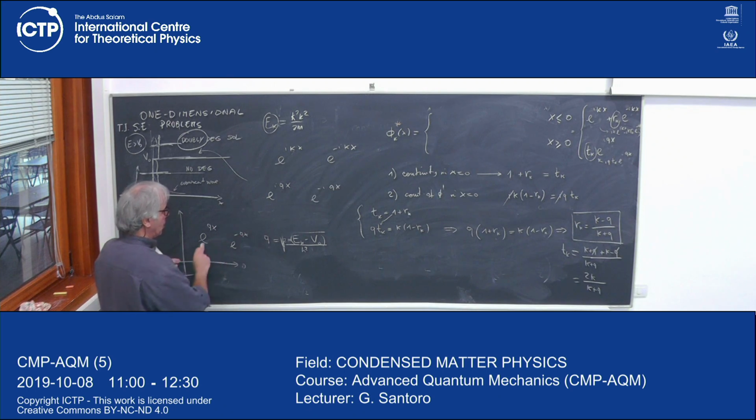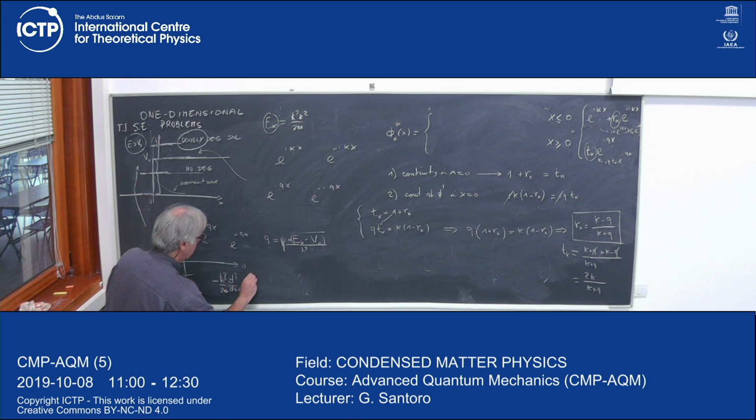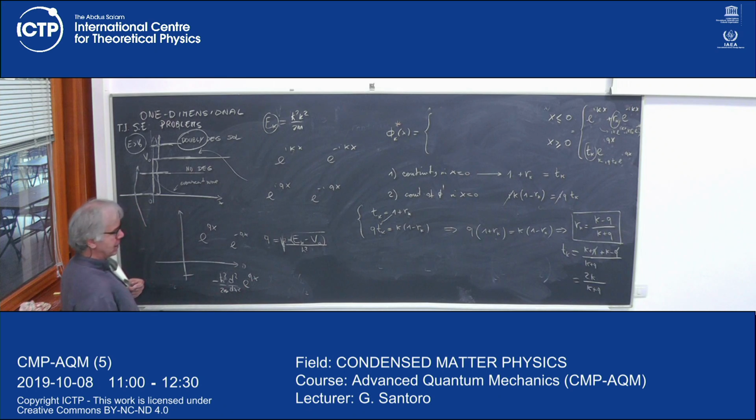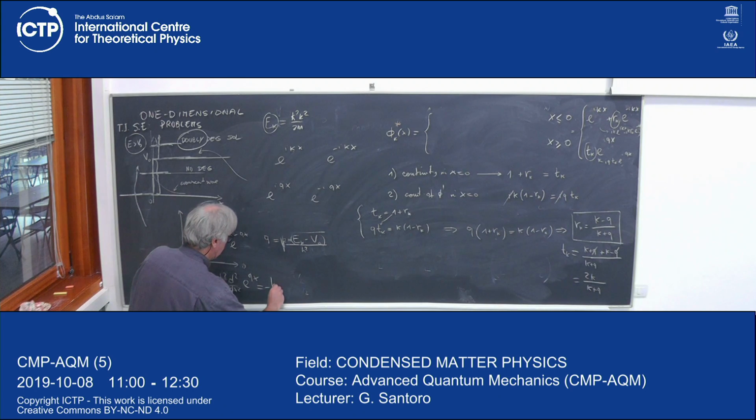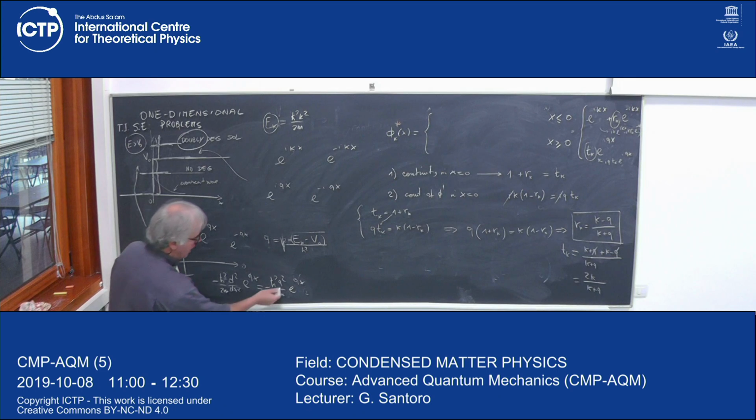These are both wave functions such that if I take minus h bar squared, the second derivative of this function, for instance, of e to the qx, how much is it? Minus q squared. Equal to minus h bar squared q squared over 2m times e to the qx. Okay, so you might say, here I have my nice negative energy eigenvalue.